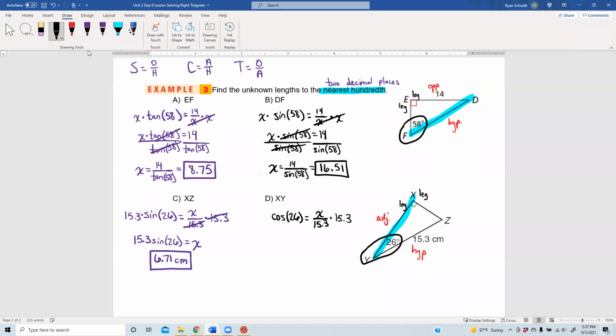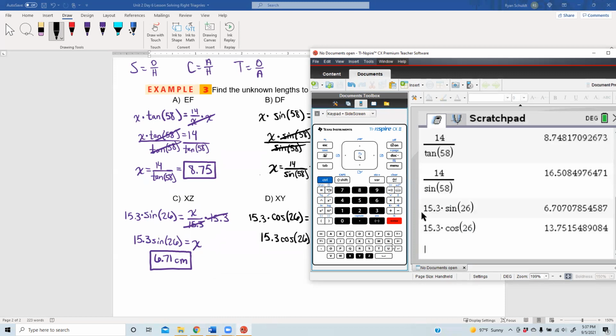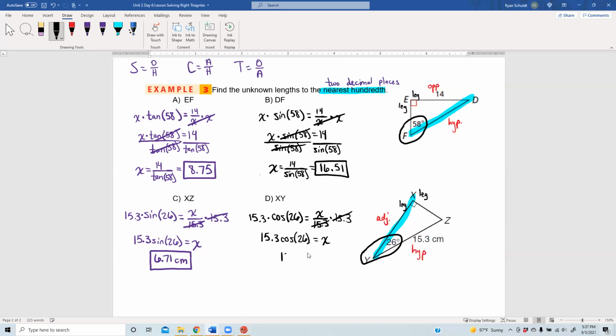Multiply by 15.3 on both sides. Cancels there. We're going to get 15.3 times the cosine of 26 equals x. Is x by itself? It is. So let's type it in. 15.3 times the cosine 26. It's going to be 13.75. And again, we're in centimeters. So these four should have been a review of Friday.